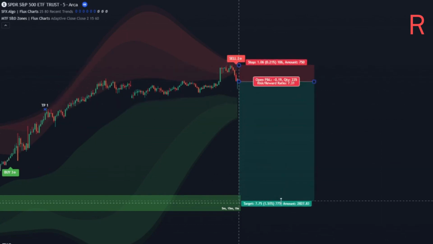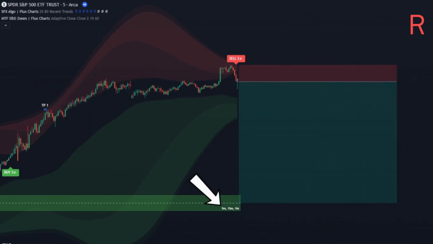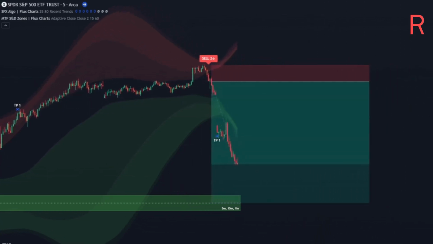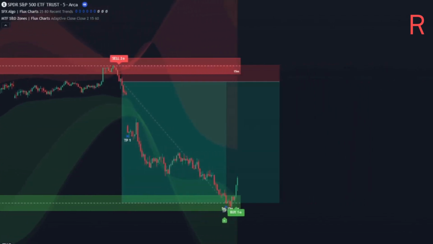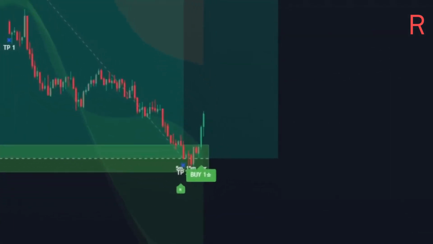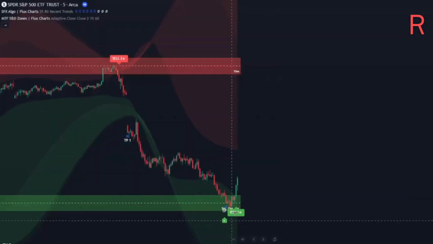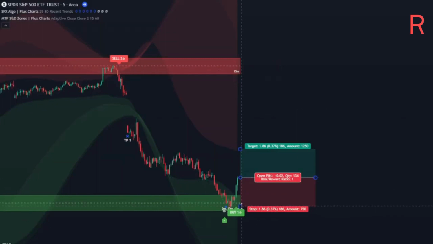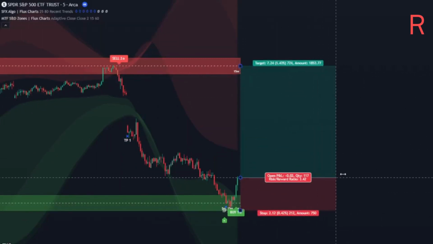As you can see, this demand zone is seen by traders across all 3 timeframes, as highlighted by the indicator. And it ends up as a successful trade. Now we see a retest of a strong demand zone, and the SFX algo is signaling a buy signal with a short-term shift to bullish momentum. We will place a long position. We will set the stop loss at the recent demand zone and set the take profit at the next supply zone.